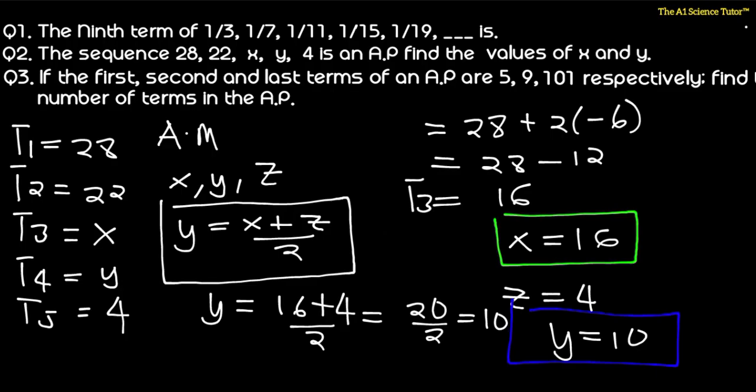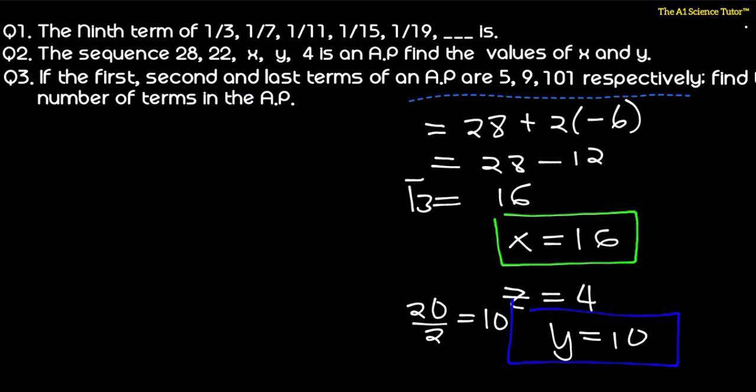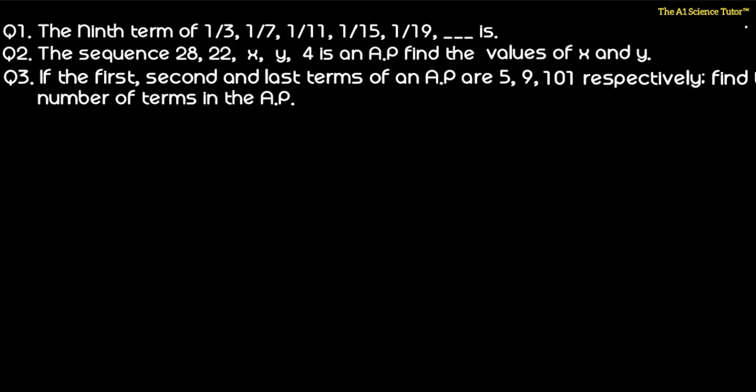Now let us go find the answer to the third question. The third question says, if the first, second, and last terms of an AP are 5, 9, 101 respectively, find the total number of terms in the AP. So first off, we got to write the first term. That is going to be T1. Now T1 is equal to A, and that is actually 5.